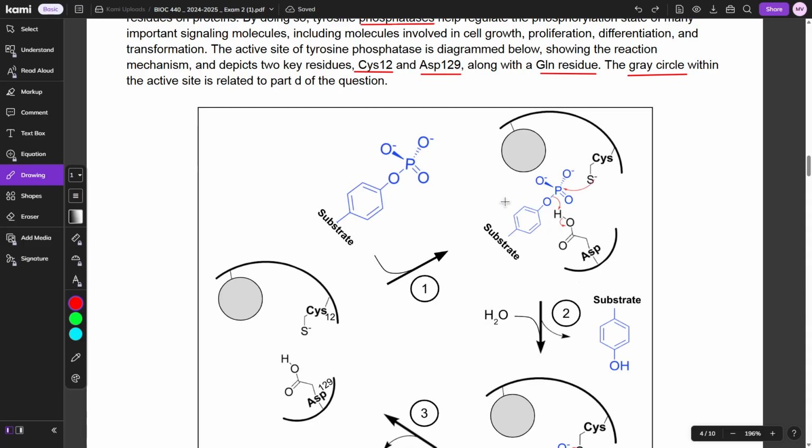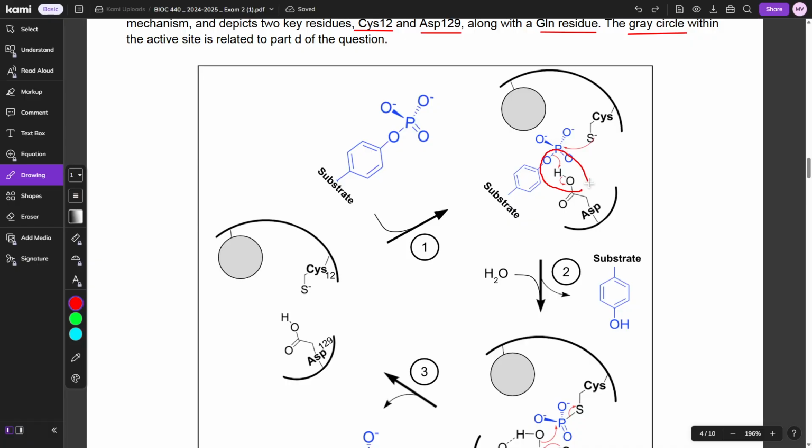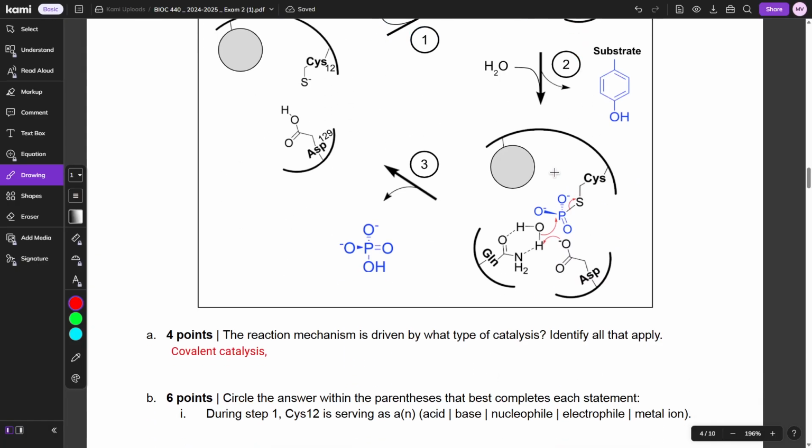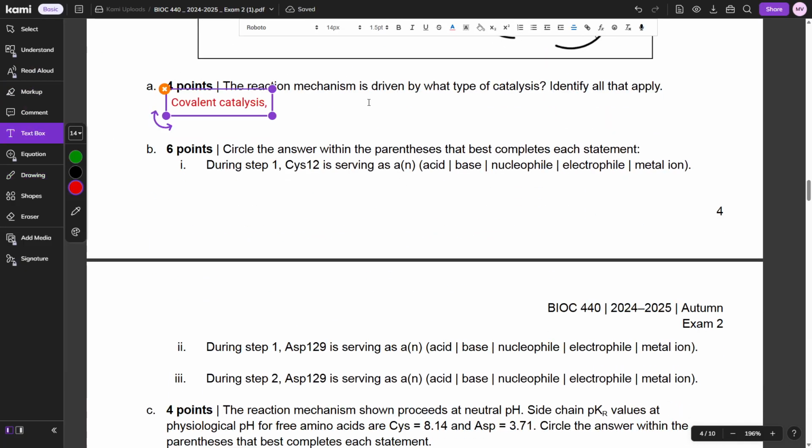In step one going to step two, basically we see this here. That is what I'm seeing. I also am seeing this as well, where aspartate is grabbing back the H. So it is acting as an acid in the first step and then acting as a base in the second or third step. So I'm going to say that it's both covalent catalysis and acid-base catalysis.